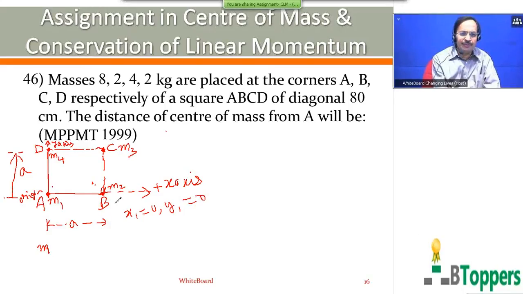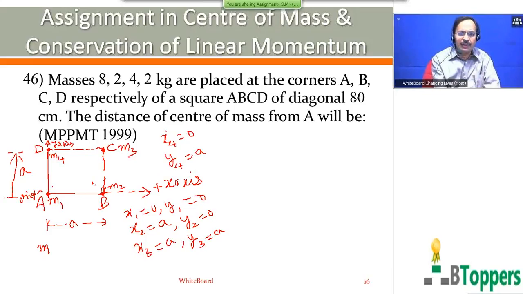For the second mass which lies at B, we can choose the x-axis along the side AB and the y-axis along the side AD of the square. So the x coordinate for the second mass placed at B is equal to the length of the side of the square, a. The y coordinate is 0 because it lies on the x-axis. For the third mass M3 placed at the corner C, the x coordinate is a and the y coordinate is also a. For the fourth mass placed at the corner D, the x coordinate is 0 because it lies on the y-axis, and the y coordinate equals a.